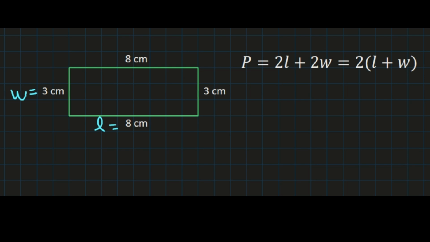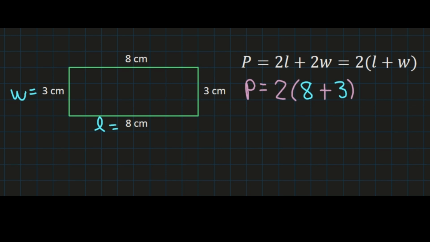So we are going to label our length and our width. Our length is 8 centimeters, and our width is 3 centimeters. And we're going to use the formula 2 times length plus width. We're going to work it the same way. We're going to take our length of 8 centimeters and substitute it for L in that formula. And we're going to take our width of 3 and substitute it for the W in our formula. So now we have perimeter equals 2 times 8 plus 3.